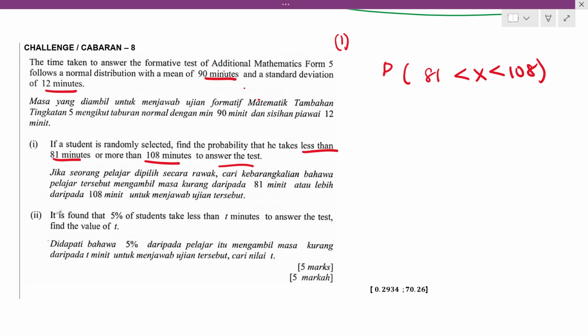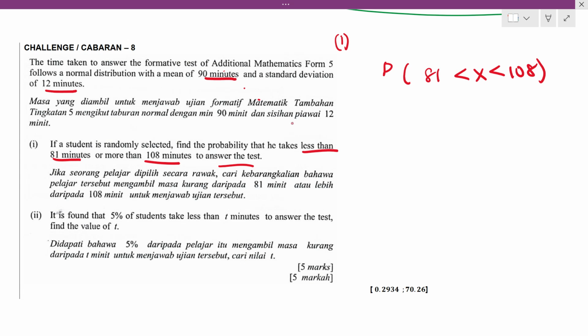Correct. Wrong, sir. Why? Because X is more than 108 minutes and X is less than 108. They did not ask for in between, correct? Yes, sir. Okay, you need to read the question.